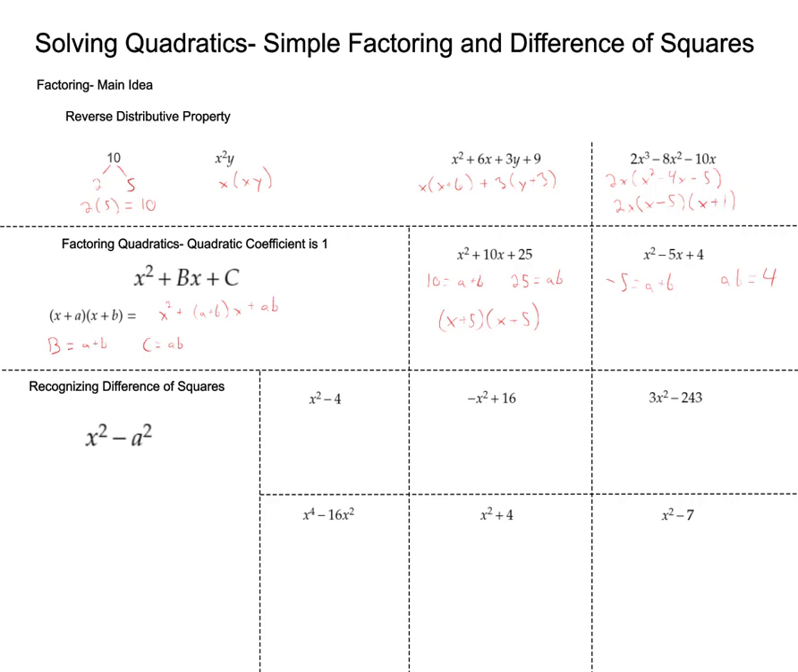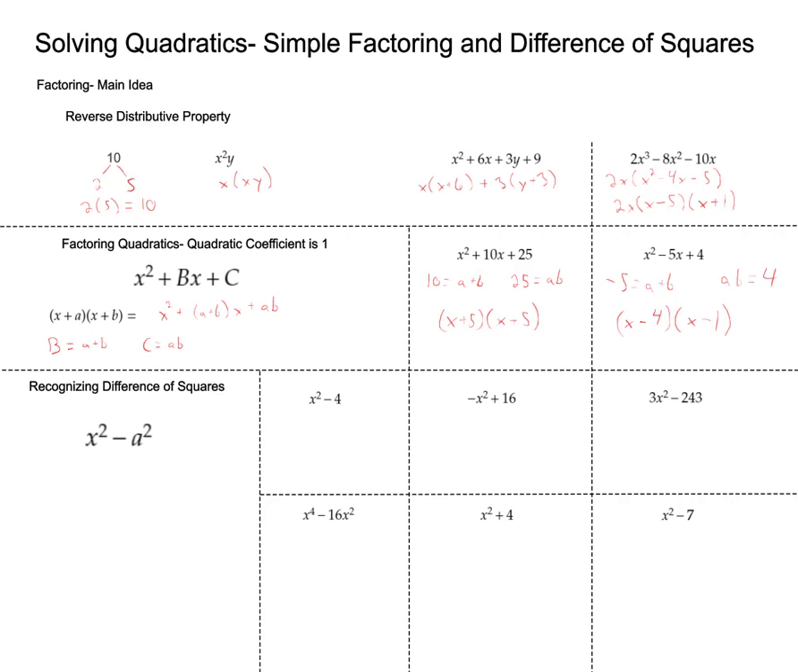we simply take x minus 4 times x minus 1. To check your work, you can always redistribute. So we'd get x squared minus 4x minus x, which of course simplifies to minus 5x, and then negative 4 times negative 1 equals 4.